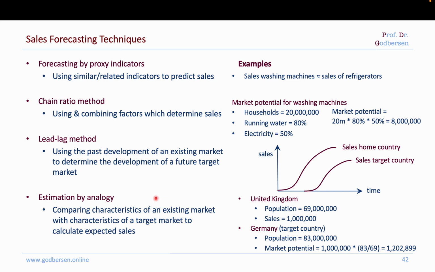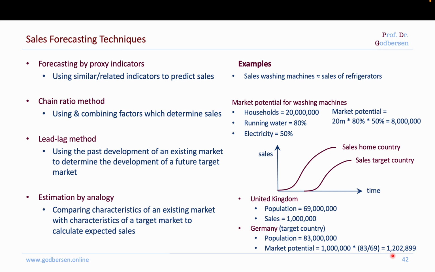Finally, estimation by analogy. We're comparing the characteristics of an existing market, similar to the technique before, with the characteristics of a target market, and then we calculate the expected sales. For instance, we're coming from the UK or operating in the UK, which has a population of roughly 69 million inhabitants. Sales are 1 million. I want to go to Germany. Population there is roughly 83 million. And then we calculate 1 million sales that we have in the UK times 83, the German population, divided by the United Kingdom population, 69, equals 1.2 million. So the market potential in Germany, according to this technique, is 1.2 million.